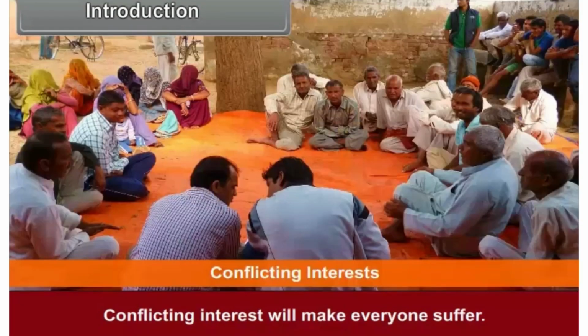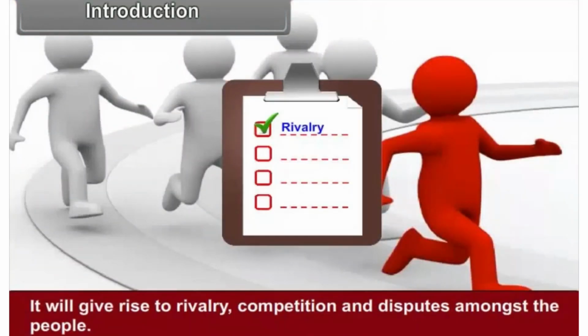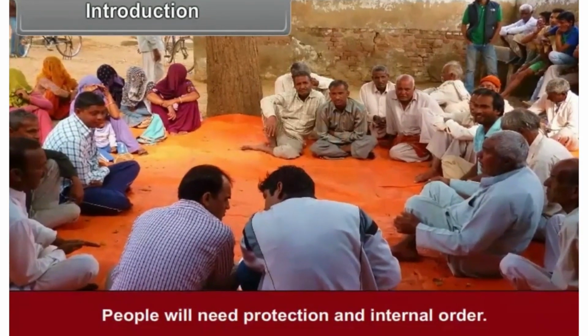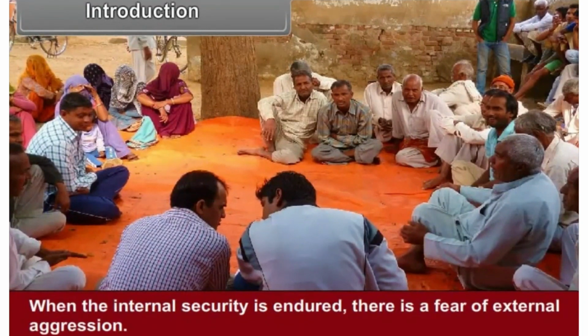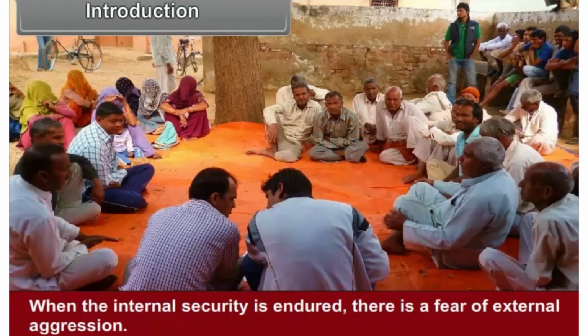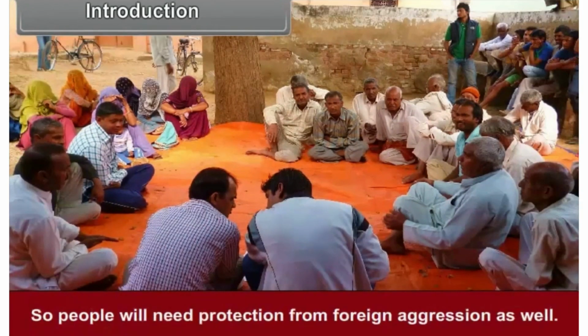Conflicting interests will make everyone suffer. It will give rise to rivalry, competition, and disputes amongst the people. People will need protection and internal order. When internal security is ensured, there is a fear of external aggression. So people will need protection from foreign aggression as well.